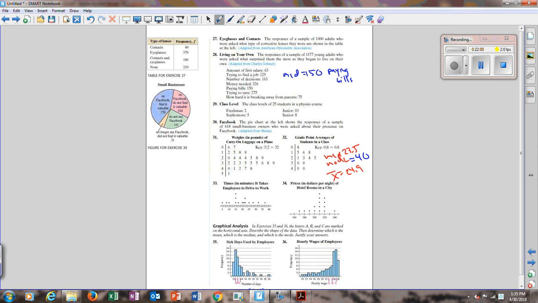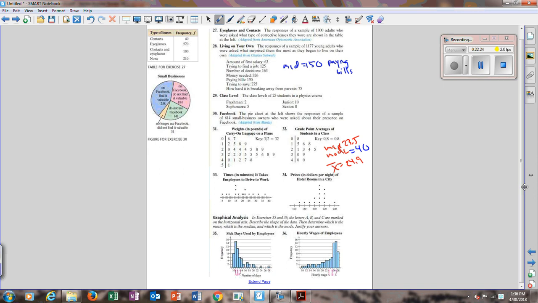Stat calc, one var stats. Your mean would be 207.3. Your median is 210. And your mode is 210. So those are all pretty close together, showing off exactly what you need.